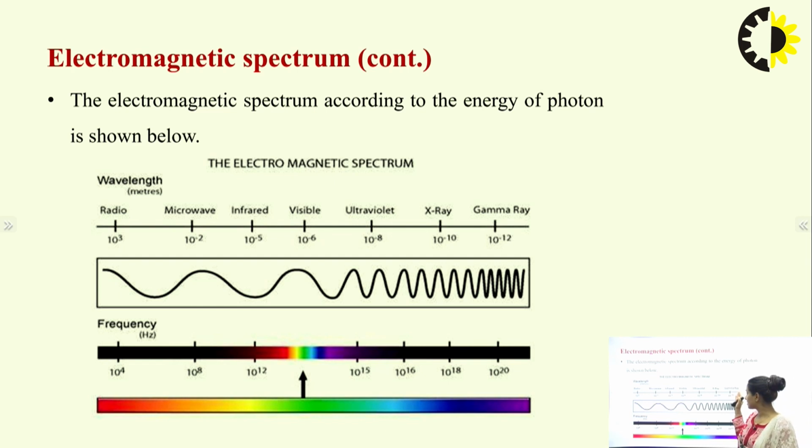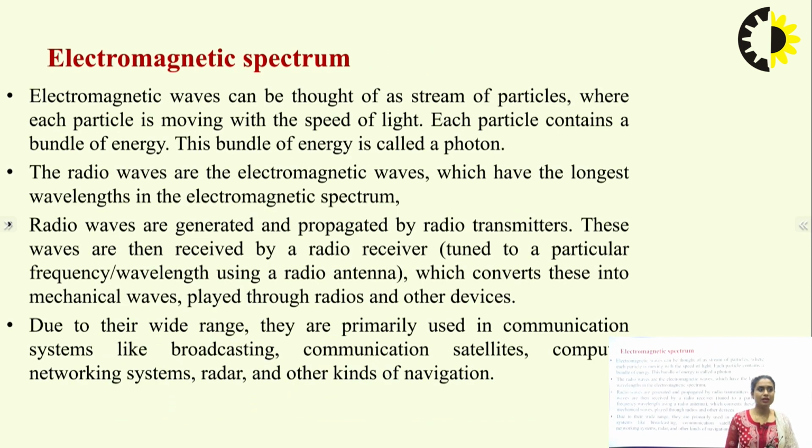Right from the gamma rays, we have gamma rays, X-rays, ultraviolet rays, visible range, then infrared, microwave, then radio waves. So we can see the frequency is increasing from radio waves to gamma rays, whereas wavelength is increasing from gamma rays to radio waves. For communication engineering, or to perform communication between two nodes, radio waves are of interest. Hence, radio waves are a particular kind of electromagnetic waves which have the longest wavelength.